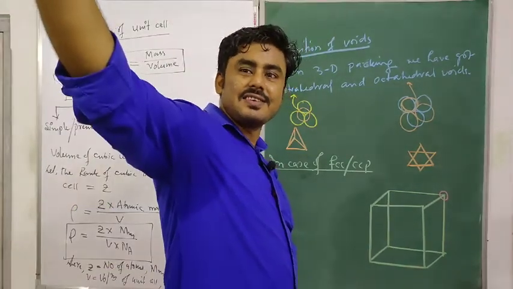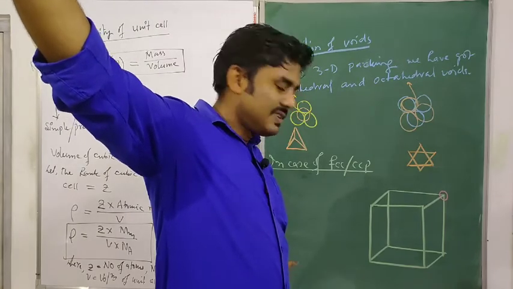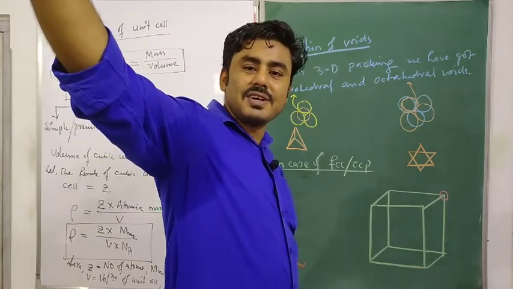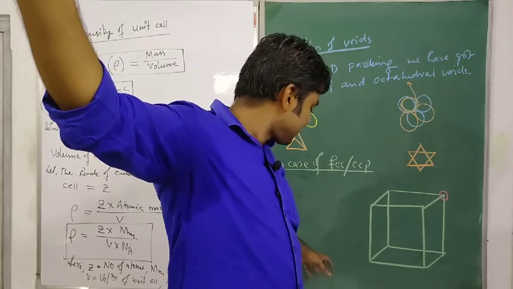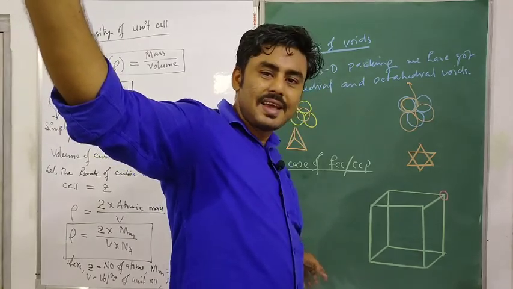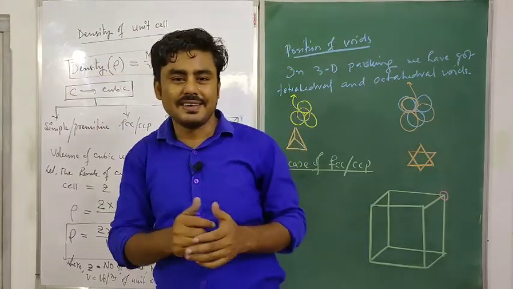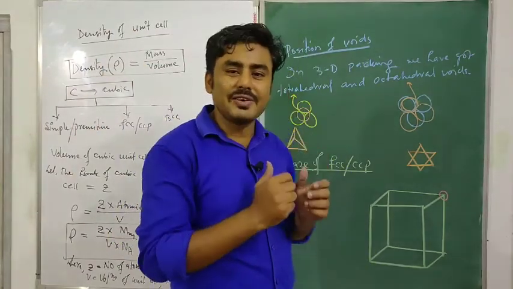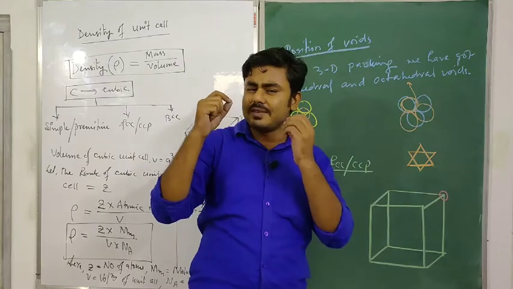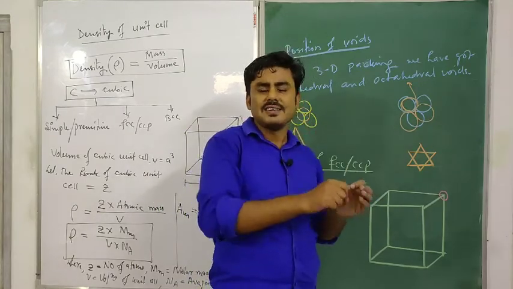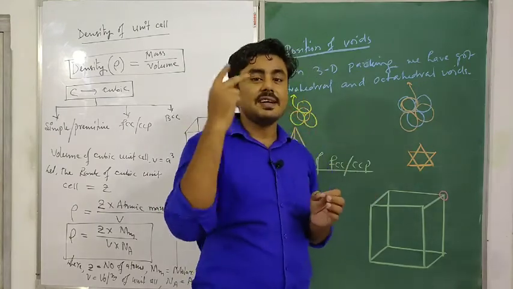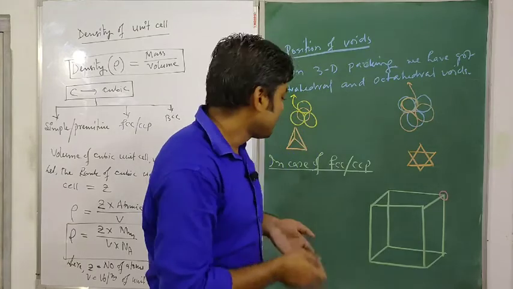Similarly, in this direction there will be another body diagonal. One tetrahedral void I will get here, and another tetrahedral void here. Again here also, here also. So how many body diagonals will be there? There will be a total of 4 body diagonals, and each body diagonal has 2 tetrahedral voids. Then 4 body diagonals will have 8 tetrahedral voids. Yes or not?